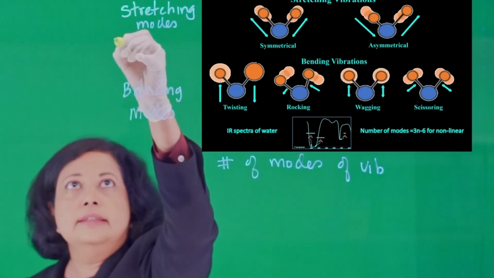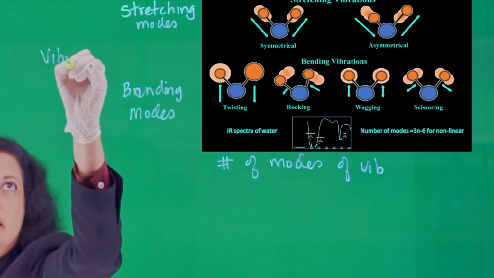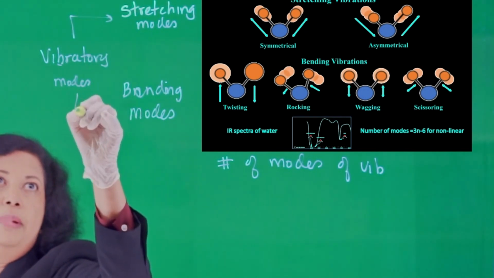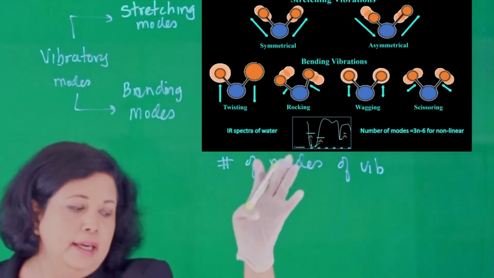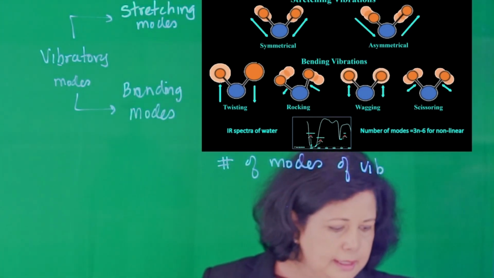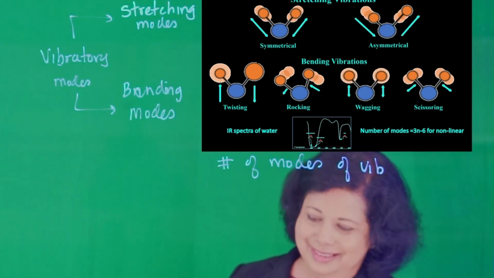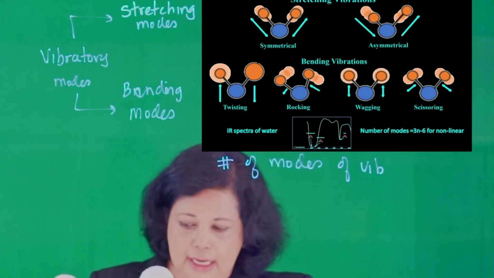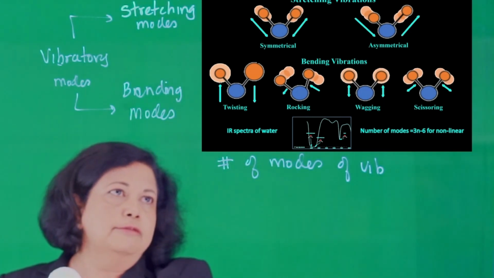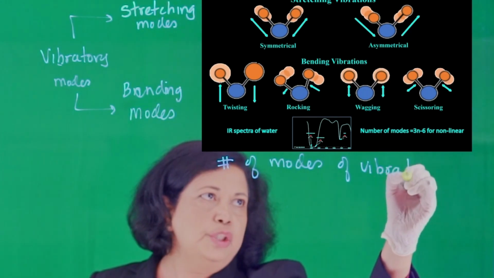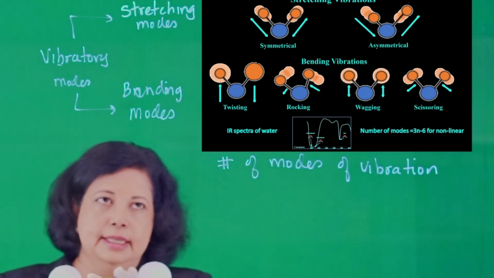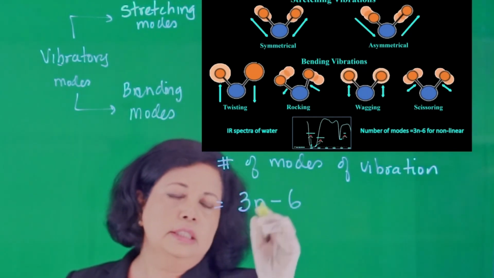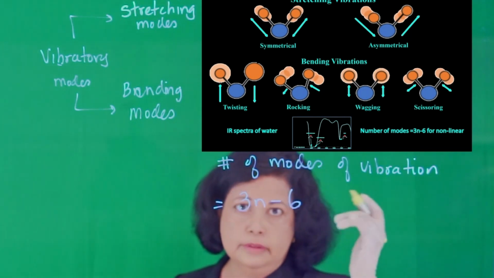Both these are considered vibratory modes. So you can have two types, stretching and bending. Stretching basically 2 and bending 4. For the most part, that's what the molecules do. All right, so here you can take, let's say, water. You can calculate the number of modes of vibration by just looking at the number of atoms. And 3n minus 6 will give you the number of modes of vibration.